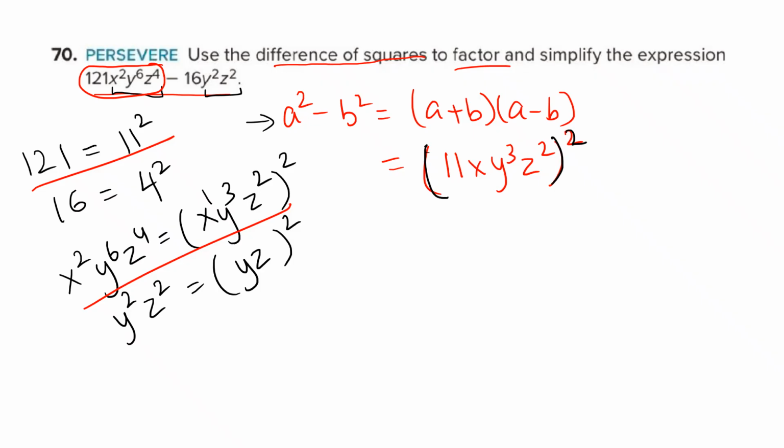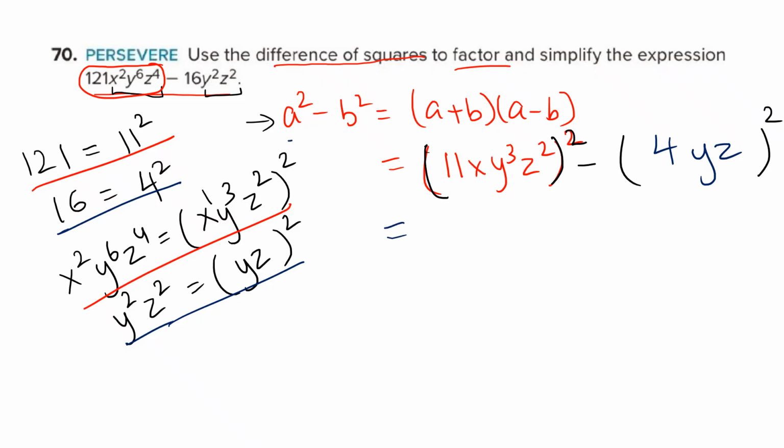Now in between we have a negative sign because we're applying difference of squares, and let's now write the second term also. So now I'm going to use the second part, which is 16 is the square of 4, and y² z² is the square of yz. So I hope this step is clear. We have used our calculator and a little bit of algebra for this step. Now we are ready to apply difference of squares.